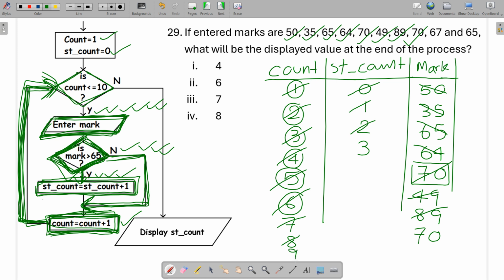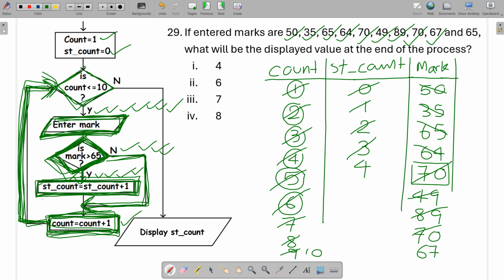Goes up and checks the condition. It is less than 10. So it is yes. Goes up and asks for another mark. So it provides 67. So 70 is replaced by 67. And it is checked. 67 is larger than 65. So goes in the yes path. And again, the value of the ST count increased by 1. So 3 will become 4. And count is increased by 1 again. So 9 will become 10.